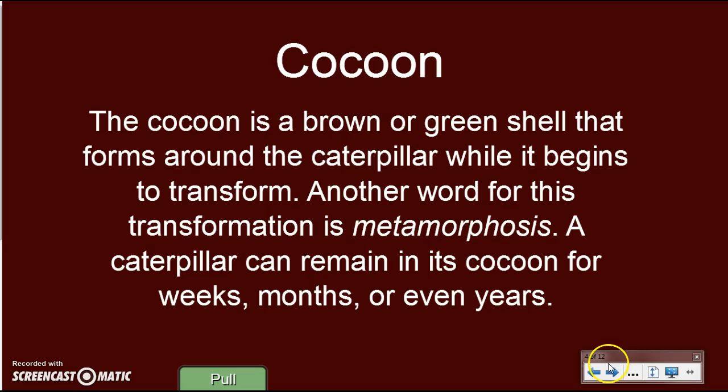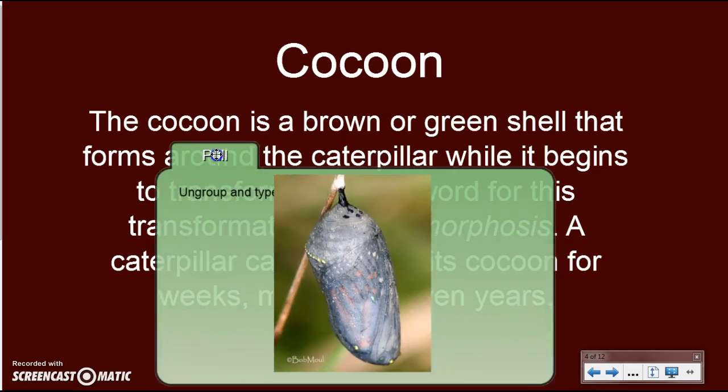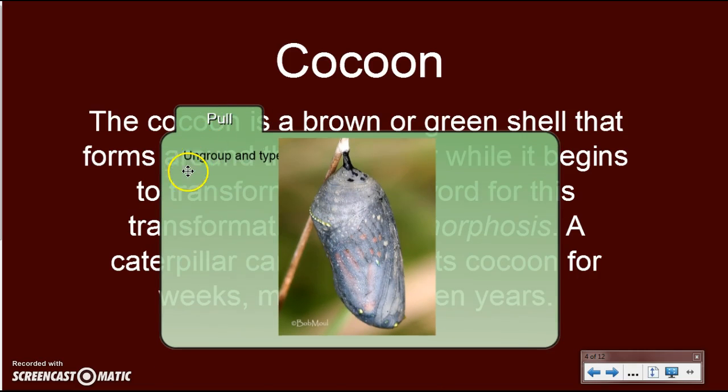The third stage of a butterfly's life is a cocoon. The cocoon is a brown or green shell that forms around the caterpillar while it begins to transform. Another word for this transformation is metamorphosis. A caterpillar can remain in its cocoon for weeks, months, or even years. And there's a picture of our cocoon.